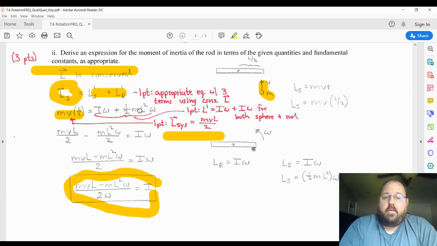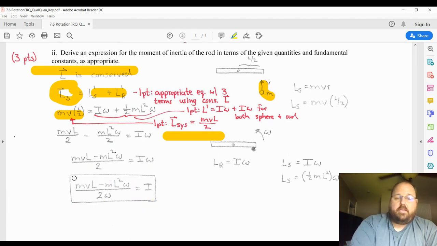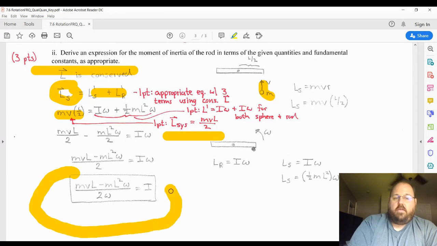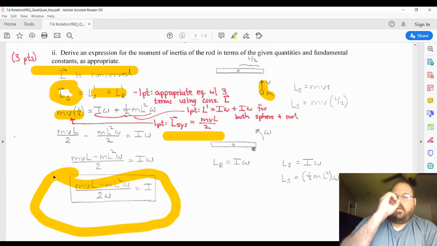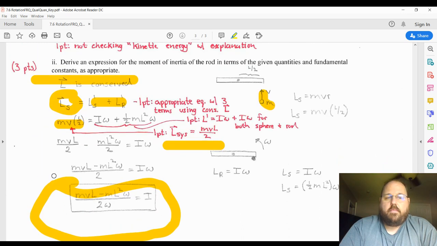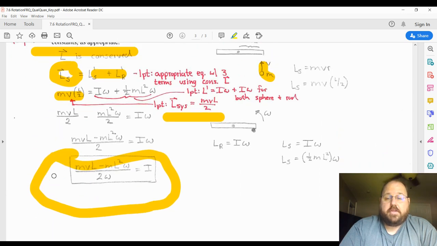We're done scoring. So in other words, if you made an algebra mistake after that, we're not going to worry about it. If all you have is the correct answer, like if this is literally all that you wrote, you get this many points. You have to have your work because it's a derived expression.